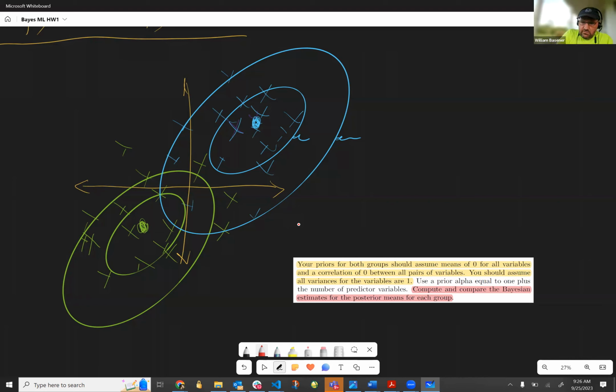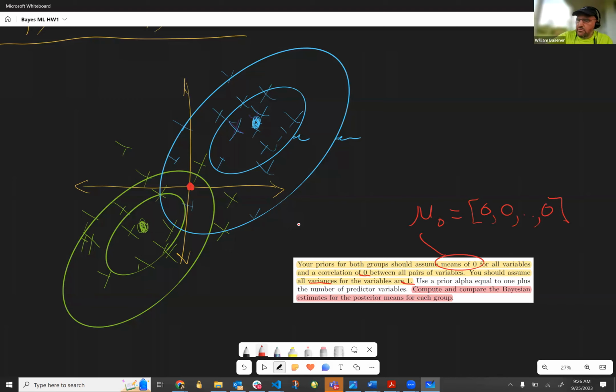The prior has a mean of 0 for all variables. So my prior is going to be a probability distribution with a mean of 0 for all variables, a correlation of 0 between all pairs of variables, and we assume the variances for the variables are 1. So this piece, let's write it out in notation. Mu naught equals 0, 0, right?